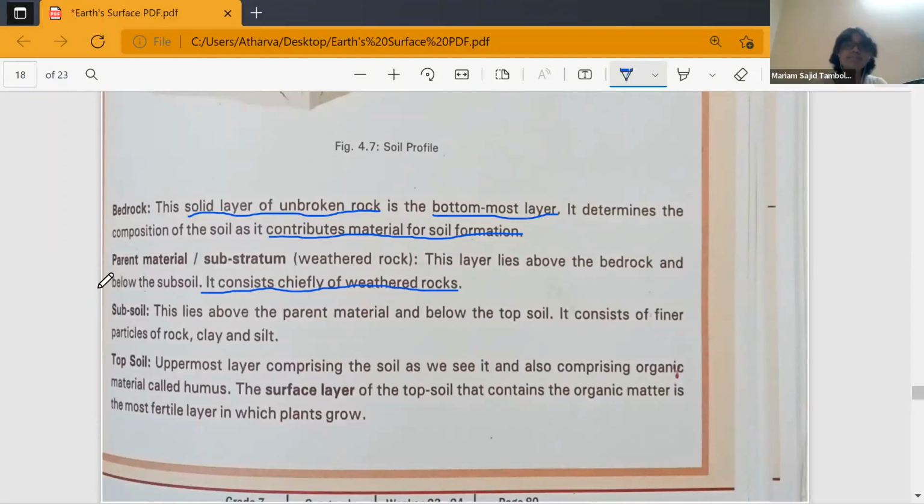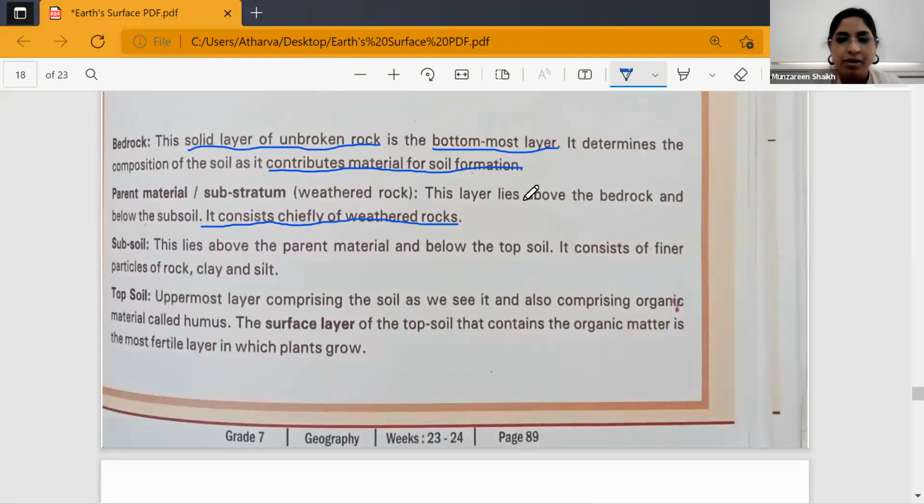Ma'am, it is on top of bedrock and below subsoil. Subsoil. Very good. No, ma'am, it is above bedrock and below subsoil. Okay. Please underline above bedrock and below subsoil.